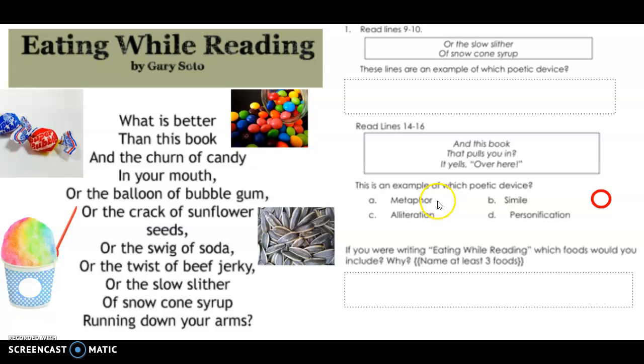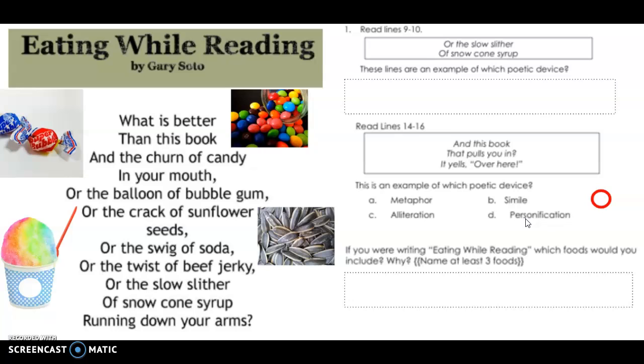We know that a metaphor is saying that one thing is another. So we're comparing 2 things by saying one is the other. A simile is when we're comparing 2 things by using like or as. An alliteration is where we have multiple words in a row that start with the same letter and sound. And personification is when we're giving human-like qualities to something that is not alive.